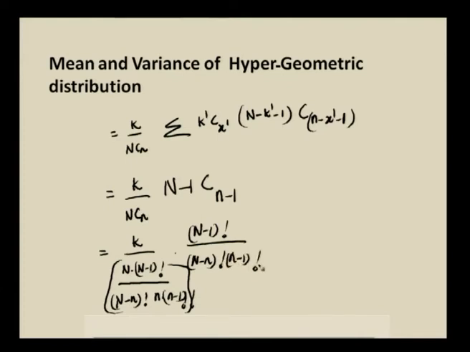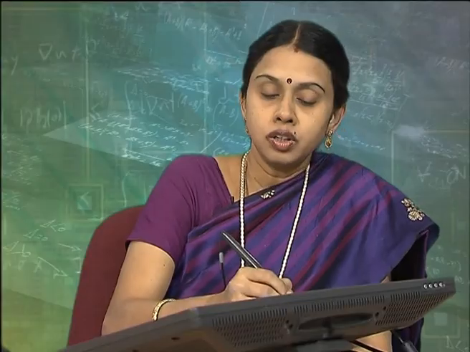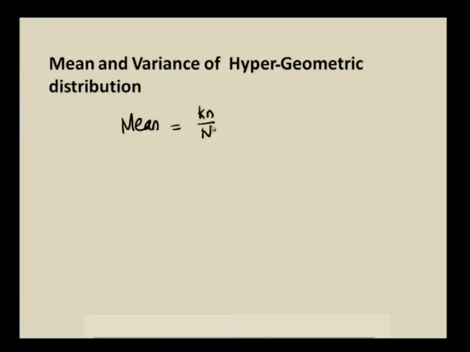So, what are the things which can be cancelled? (N minus 1) factorial gets cancelled, (N minus n) factorial gets cancelled, and (n minus 1) factorial gets cancelled, and you have only k small n by capital N. This is our mean. So, you have found out the mean as k small n by capital N. Next, we will find out the variance.